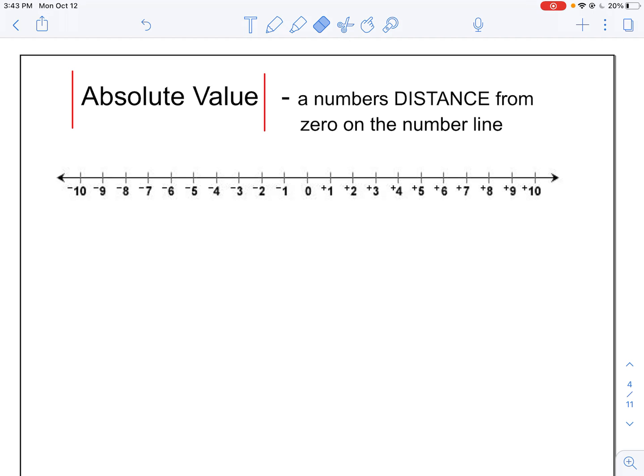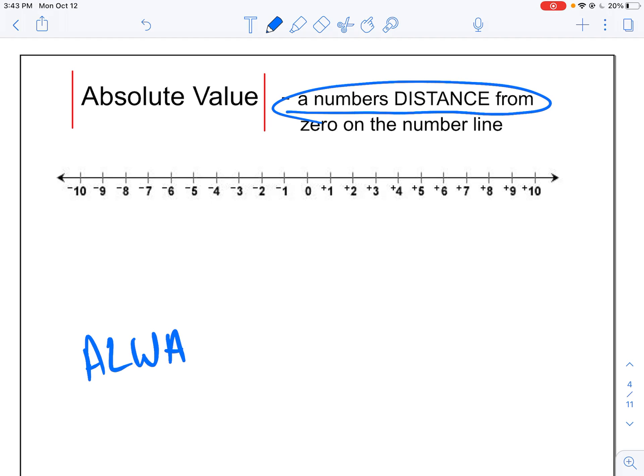It doesn't matter that it's going negative or going positive. It's just the pure value of how many spaces it is away from zero. So absolute value is a distance. And because it's a distance, it's always going to be positive because you never talk about going negative when you're going to visit somebody. Let's say you're going to visit your grandparents in Florida. Well, Florida is south of us, but you wouldn't say I'm going negative 700 miles to visit my grandparents just because it's south. You're going 700 miles.